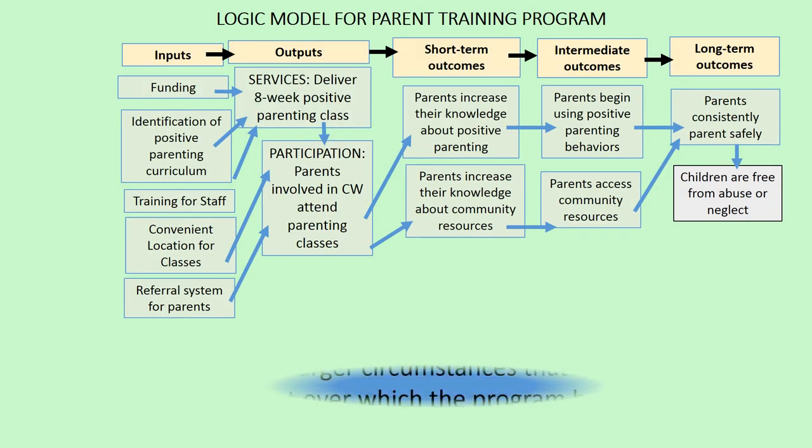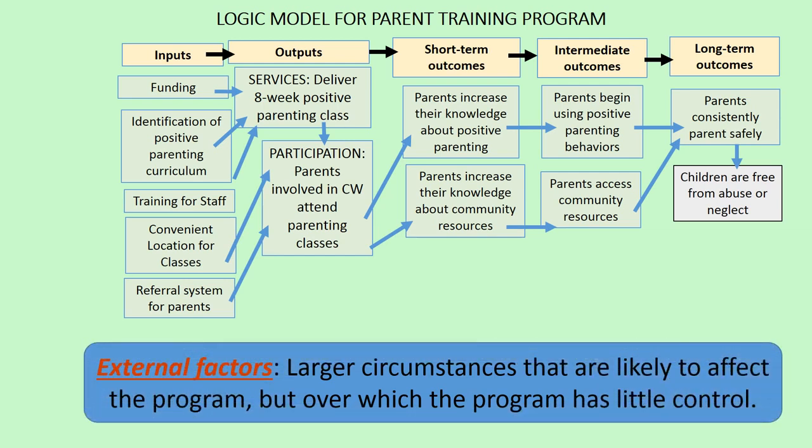External factors are larger circumstances that are likely to affect the program, but over which the program has little control. These factors could be resources or barriers and can help promote or limit program success. For example, the demographic characteristics of the parents who are referred to the program represent an external factor. If the program has classes in English and Spanish, but parents who speak only Vietnamese begin to be referred, then the program will need to respond to this change. Other examples of external factors might be changes in the larger economy or social welfare policies that affect parents or the program.